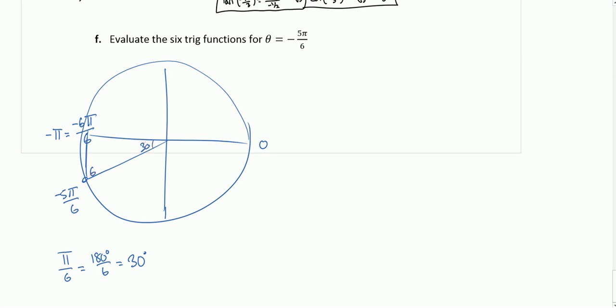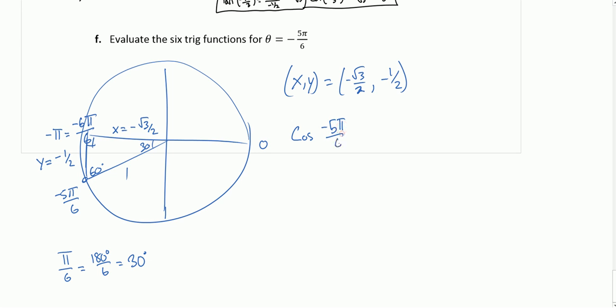So it's our 30, 60, 90. Radius of 1, the x value is going to be negative root 3 over 2. The y value is going to be negative 1/2. So we have x, y as negative root 3 over 2, comma, negative 1/2. Our x values are cosine. Cosine of negative 5 pi over 6 is equal to negative root 3 over 2. Our sine of negative 5 pi over 6 is the y value, which is negative 1/2.